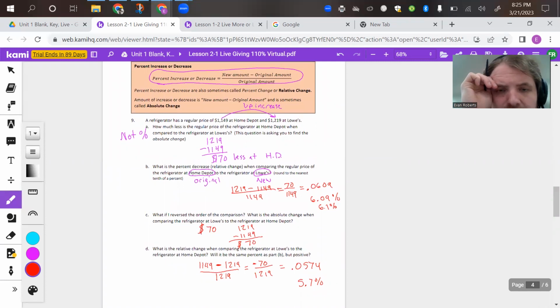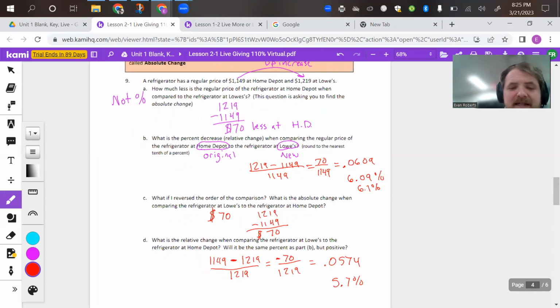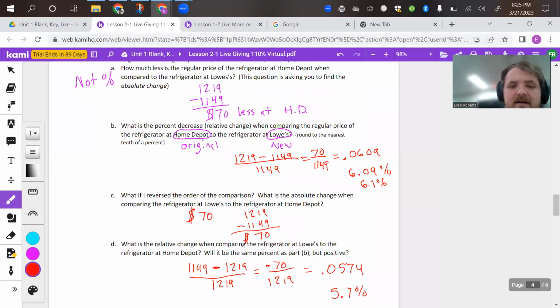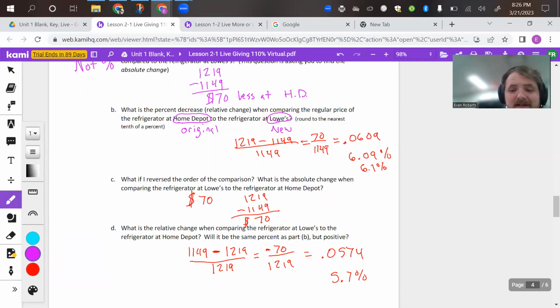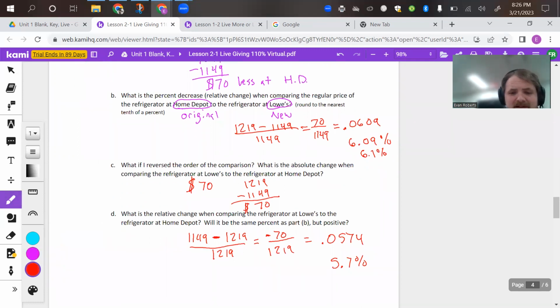So the original was Home Depot. This percent decrease when comparing the regular price. I'm interpreting that as I went to Home Depot first and then I went to Lowe's, but I guess they're interpreting it as I went to Lowe's first and then I went to Home Depot. So I apologize there.